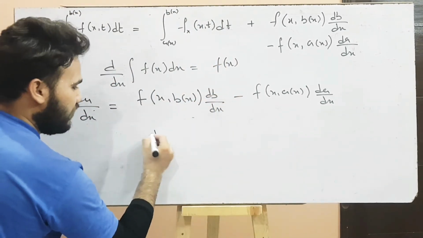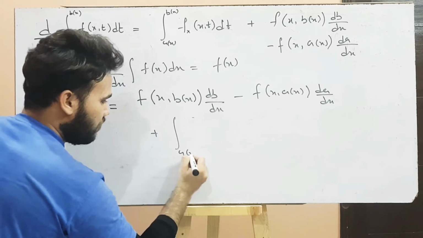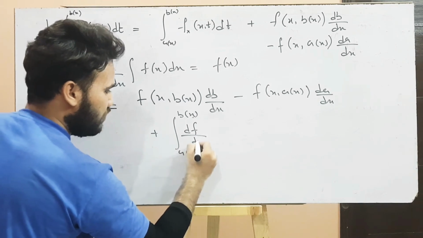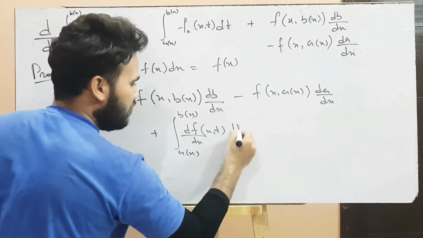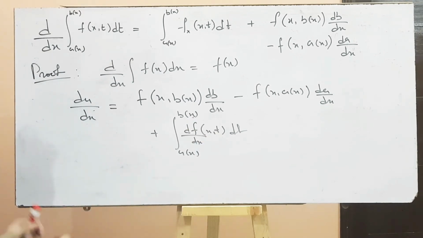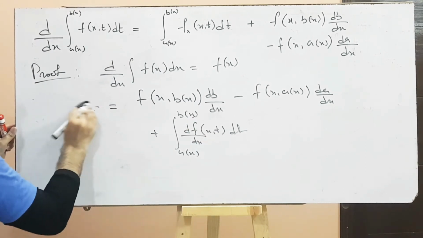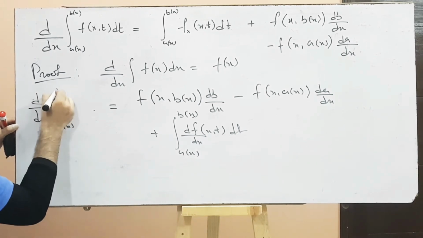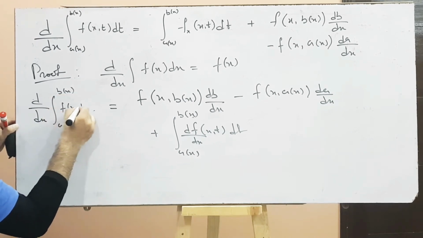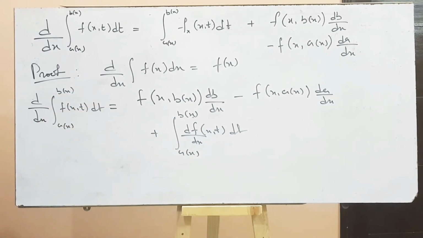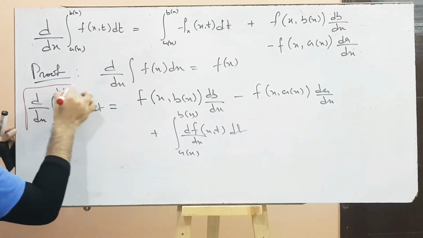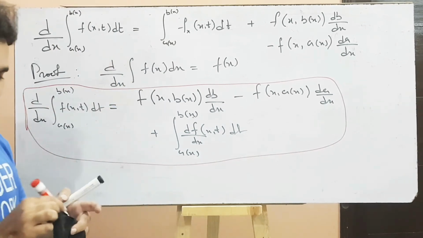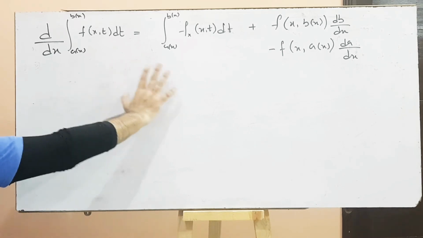we can combine with the integral from a(x) to b(x) of ∂f/∂x (x, t) dt, because this can be written like this. Here u was nothing but the integral from a(x) to b(x) of f(x, t) dt. So we have done it. This is the proof of this theorem or rule. So guys, we have proved this rule.